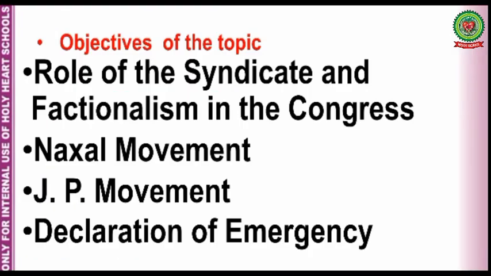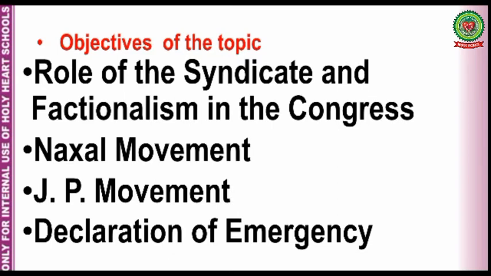The first objective is to understand the role of the syndicate or new leaders and factionalism, that is division, in the Congress. The next objective is to discuss the Naxal movement, which was started by peasants against the wrong policies of government. The next objective is to understand the JP movement or movement started by Jai Prakash Narayan. And lastly, we will discuss the declaration of emergency declared by Mrs. Indira Gandhi in 1975 to 77.